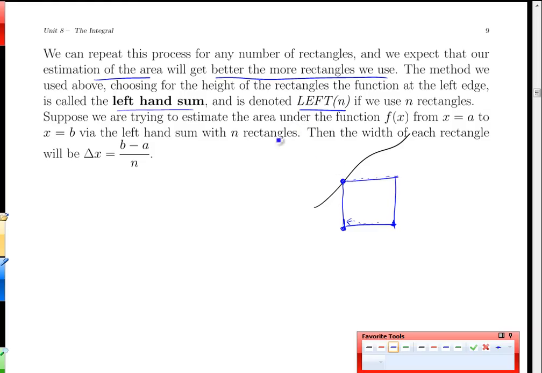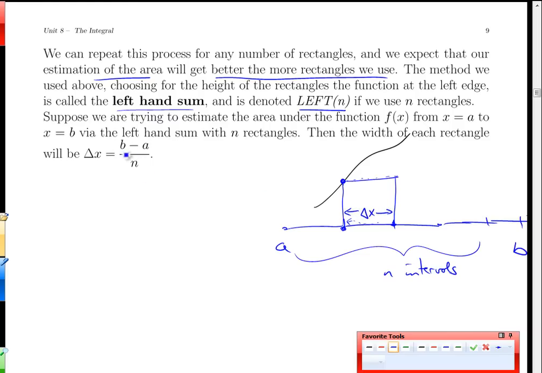But to formalize this, we would have a few ingredients. We would have an interval from x equals a to x equals b. So if we divided this long interval into multiple small intervals, and the entire interval is from a to b, and we had n rectangles, or n intervals, then each of these rectangles would have a width of delta x, and the length of that is the total x interval divided by the number of subintervals.